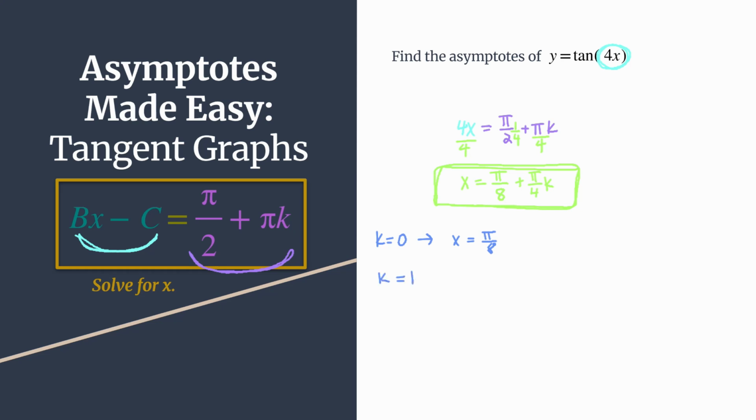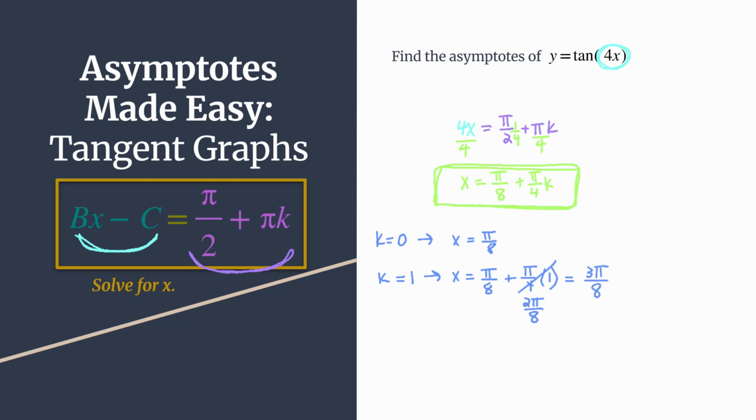All right, let's let k equal 1. So we have x equals pi over 8, and we're going to just add pi over 4 times 1. Easy enough to do. Just get a common denominator and rewrite that as 2 pi over 8. Okay, and you can see that there's an asymptote at x equals 3 pi over 8.